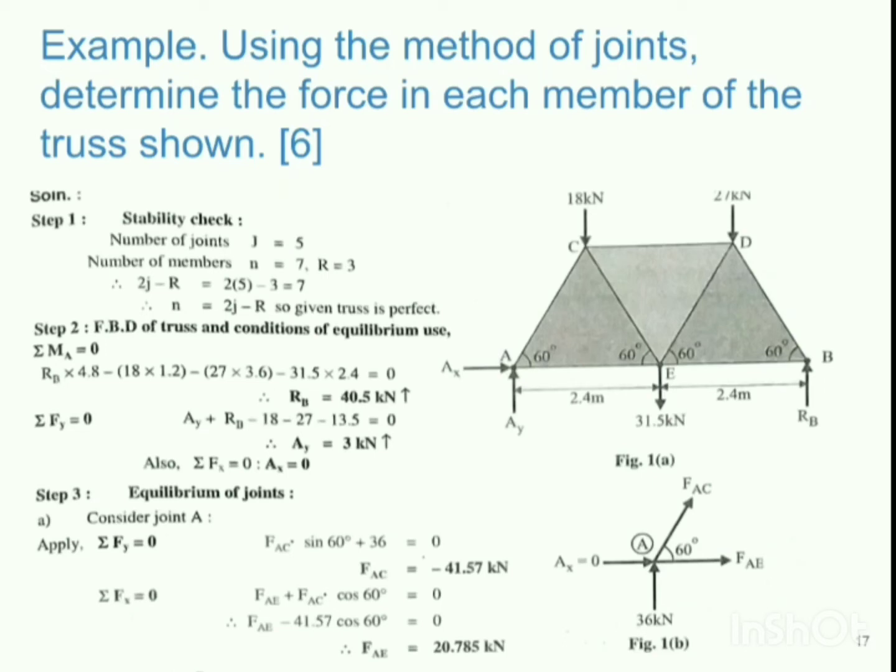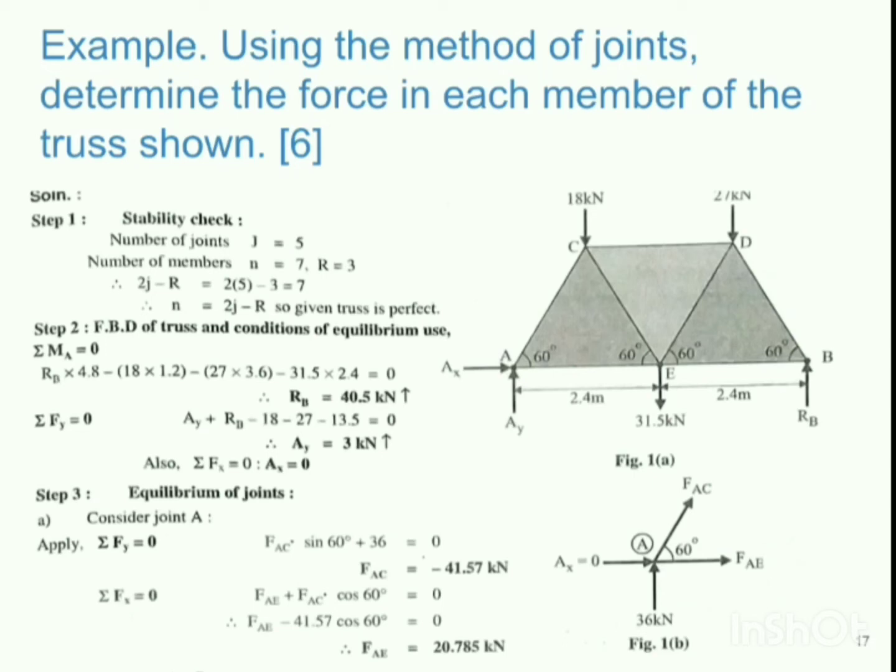You can see there is a truss which has members A, C, D, B, E, and external loads are applied at point C, D, and E. At point A, we have a hinge support. That is why two components of reactions are shown, AX, AY. And at point B, we have a roller support. That is why we have shown one single reaction acting in upward direction.